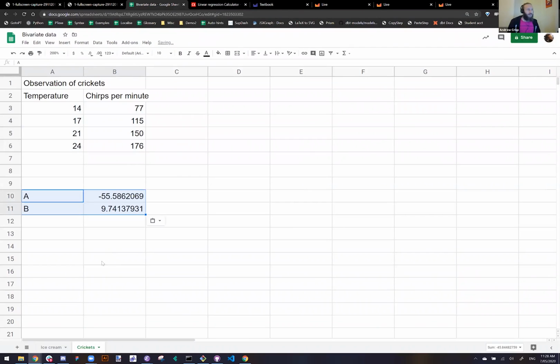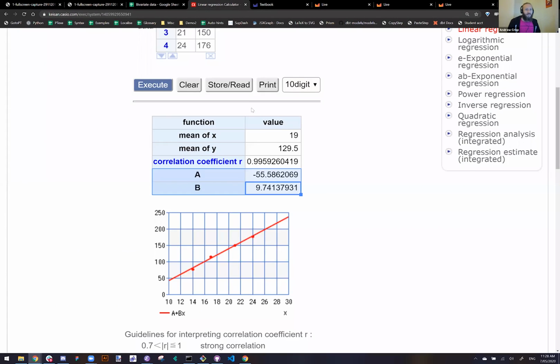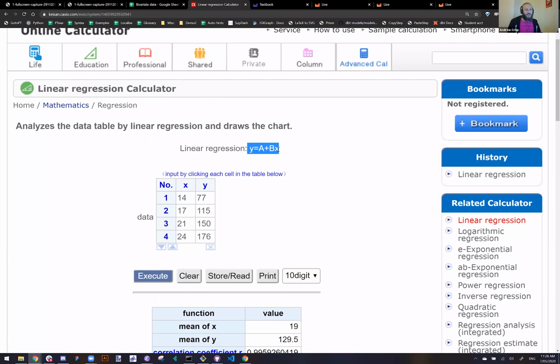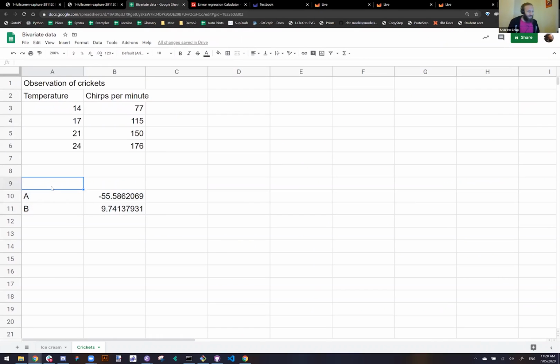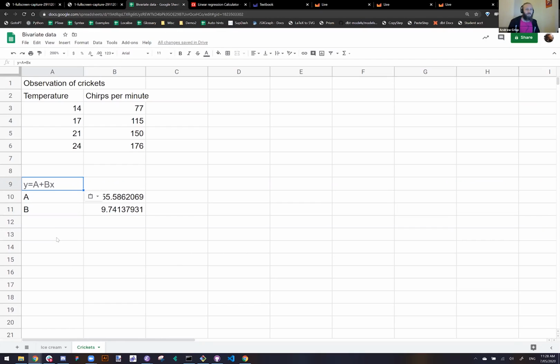Okay, back to our spreadsheet. This is our A and B values. And remember that this is the equation, and as I said, this will almost certainly be the same for whatever piece of technology you're using: y equals a plus bx. I'm just going to paste that in there to make sure we know what these numbers mean. So we can write out our prediction line, and it goes y equals minus 55.586 plus 9.741341 x. So this is our prediction line.